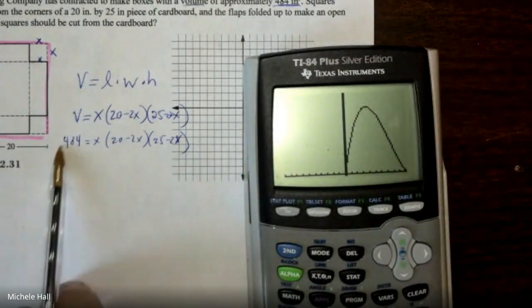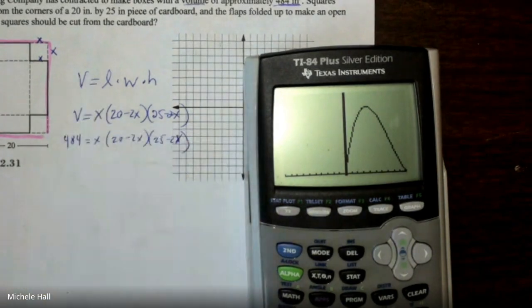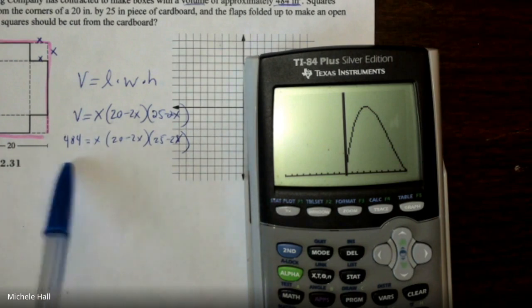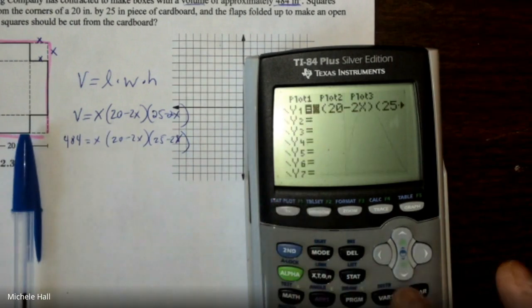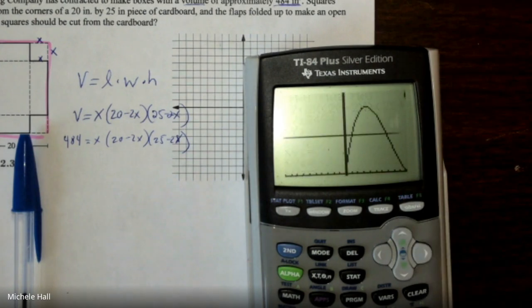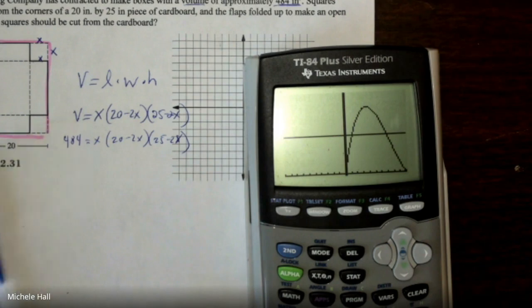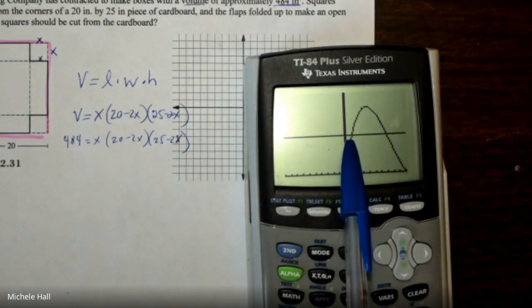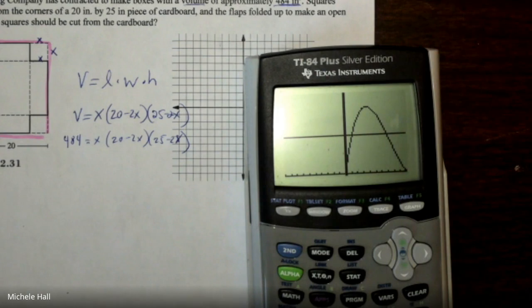So I'm just going to substitute in 484 for my volume. This is like the best trick you could ever learn about equations. It says that this equation is going to equal that equation. So if I go to y equals, and my second equation is 484, a horizontal line, and then I graph it, that's the volume I want right there, right at 484. So right here would be a good x value to cut the box, or right here would be a good x value to cut the box.